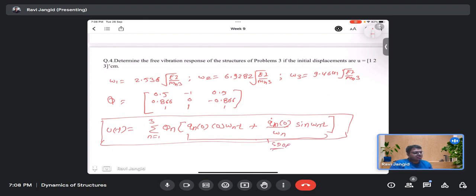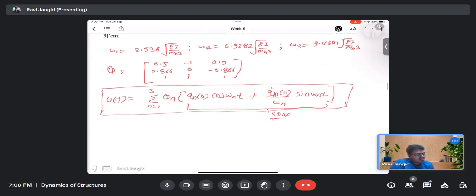So we have divided it by mode, since we have a three degree of freedom system. The q n is the modal expansion factor, which we have calculated in the second question. For each mode we have q1, q2, q3, q1 dot 0, q2 dot 0, q3 dot 0, and phi n. Using those we can determine. You have been given the initial condition u equal to 1, 2, 3, and u dot 0 is not given, so it would be 0, 0, 0.